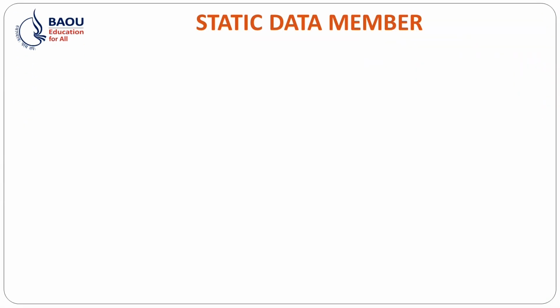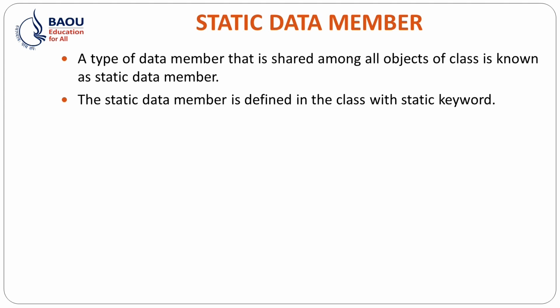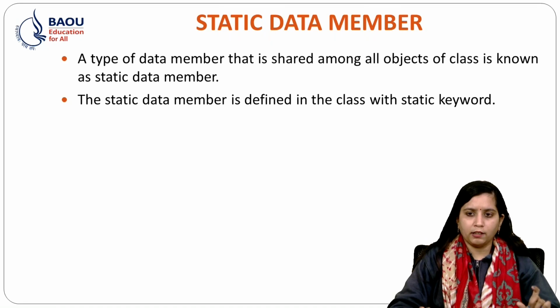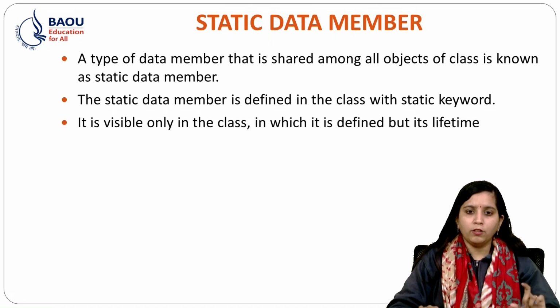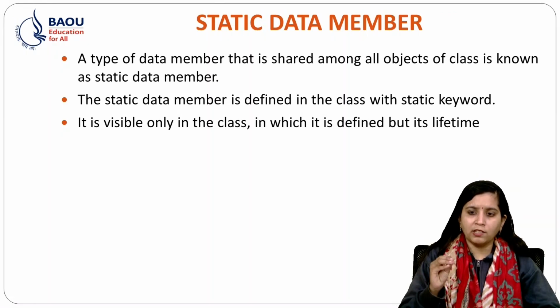Now let's see static data members. A type of data member that is shared among all objects of a class is known as a static data member. The static data member is defined in the class with the word static. It is visible only in the class in which it is defined, but its lifetime.